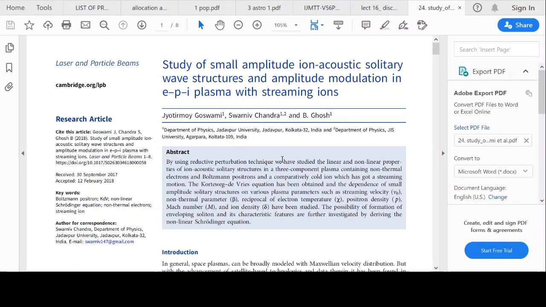Well, what is ion acoustic mode? As I have said a few times back, it is the ion acoustic mode.